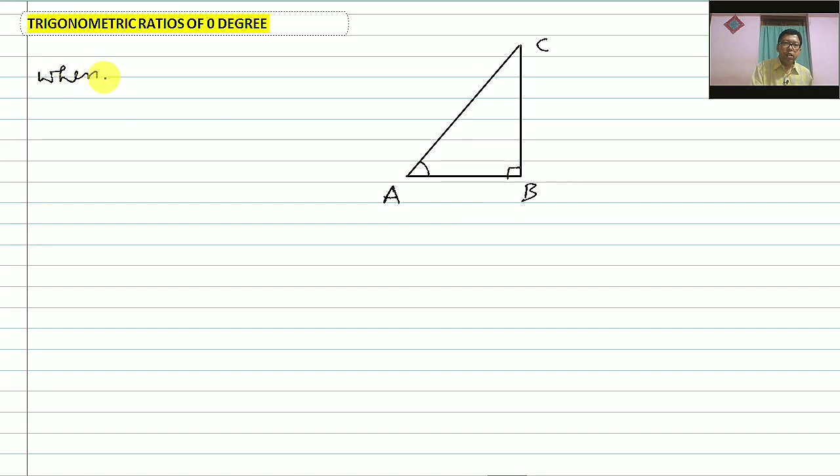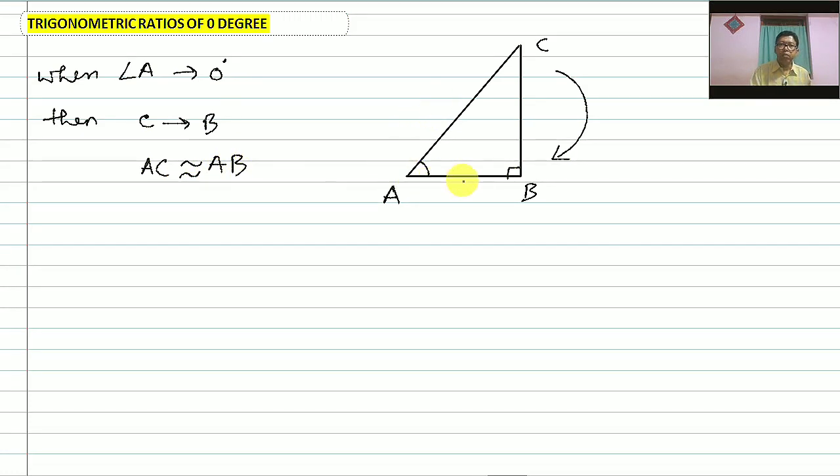When angle A tends to 0 degree, then the point C will tend to B. Then what happens? You observe one by one. The point C will tend to B, and the line AC will be nearer to equal to AB. And another fact will happen: side BC will tend to 0. These three facts will happen.